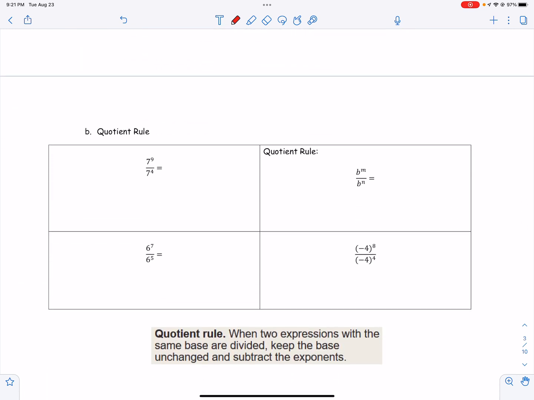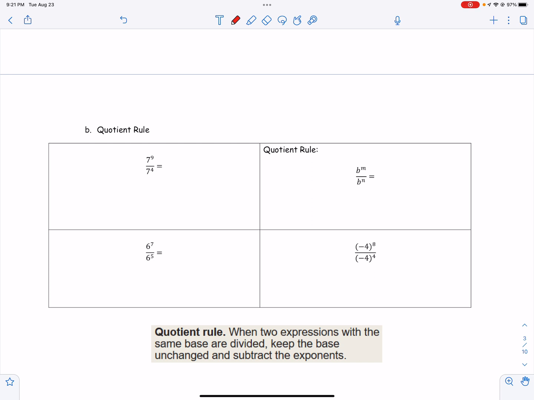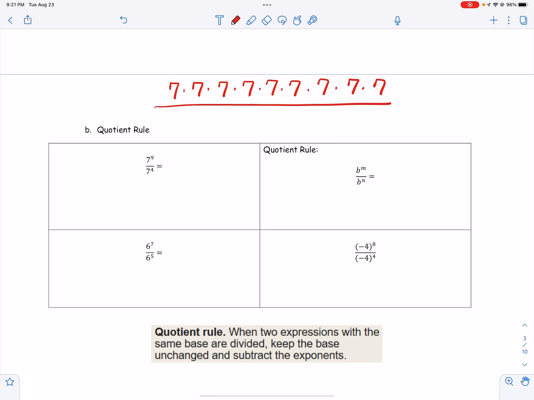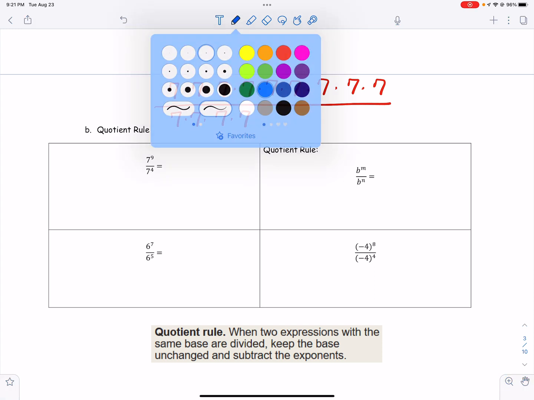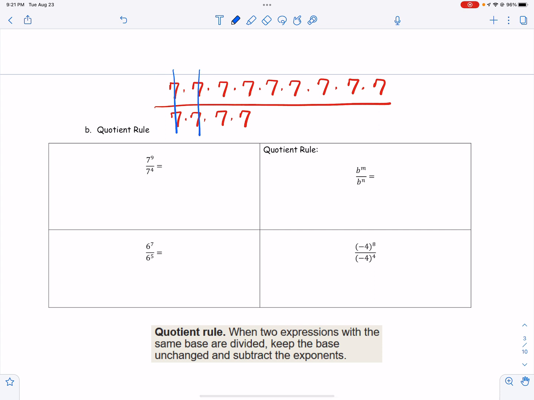Now, the quotient rule is going to look like this. If we had 9 7s, that's 4, 5, 6, 7, 8, 9. And we divide those by 4 7s, okay? Each one of those 7s over 7 makes 1. And so what I'm left with is 5 7s. So how do we get that rule is we write the base, take the top exponent minus the bottom exponent.